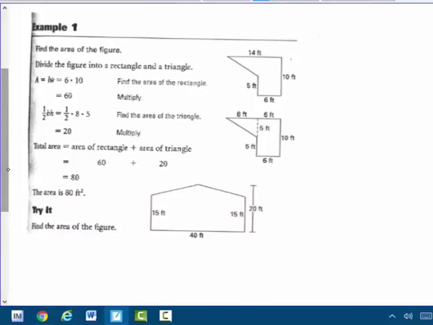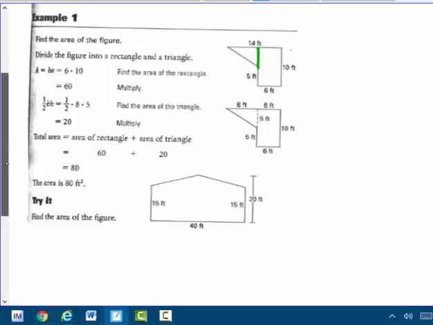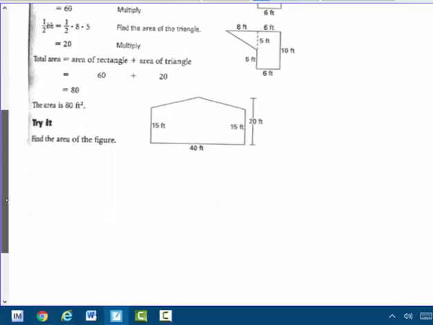Find the area of this figure. Well, the easiest way to do it is to draw that line there, and you can see they did that. They made it into a triangle plus a rectangle. So the triangle is 8 by 5, and the rectangle is base times height, 6 by 10. So if you add half of the base times height for the triangle and the rectangle together, you get 80 feet squared. This is a second example. So here's number 2. Find the area of this figure.